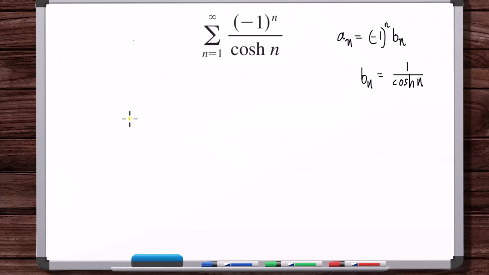Now, the alternating series test is you take the limit of the b sub n sequence. Well, we just saw this limit is going to be equal to 0. What the alternating series test says is that if this limit is equal to 0, then the series is convergent.